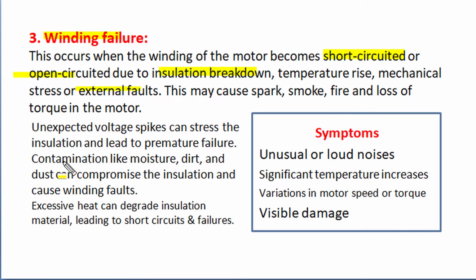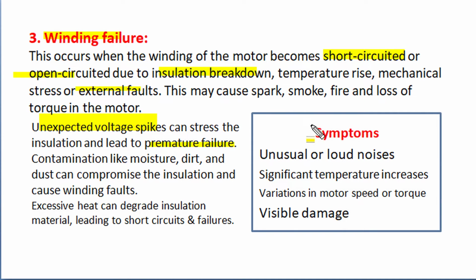In motor operation, unexpected voltage spikes of the supply can stress insulation, and that leads to premature failure in winding insulation and creates problems of either short circuit or open circuit in the winding. Contamination like moisture, dirt, and dust can compromise the property of insulation, and that causes winding failure. Excessive heat is one prominent way that degrades insulation material, leading to short circuit and failure in the winding.